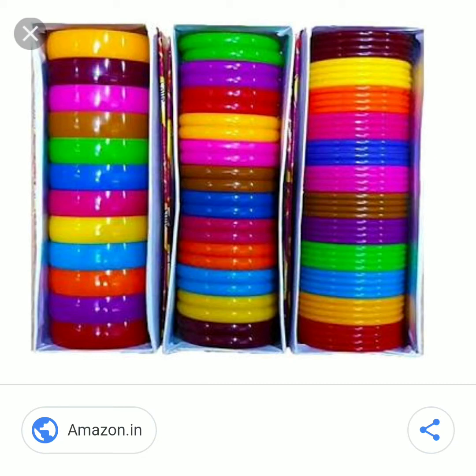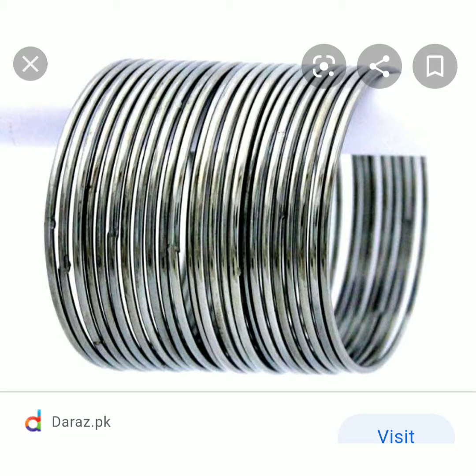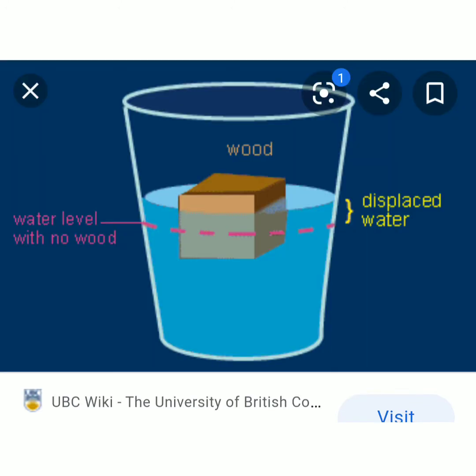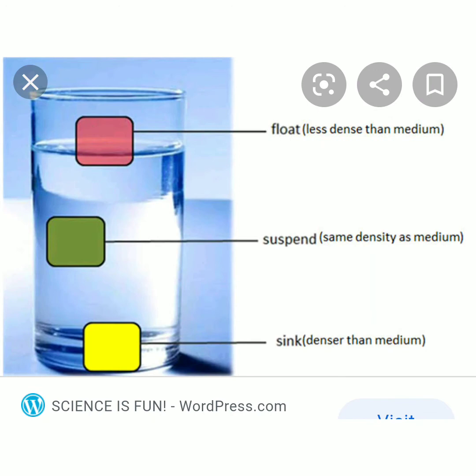Why is this happening? Let's study a new term called density for this. The substance with lower density floats above the water, and the substance with higher density sinks in water.